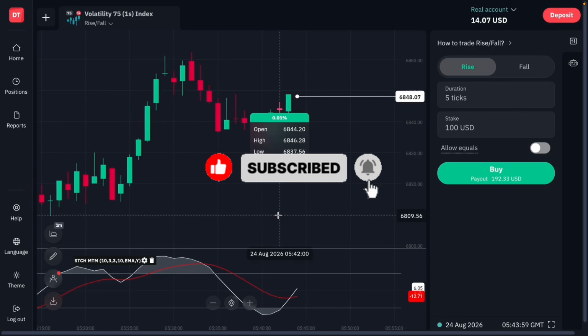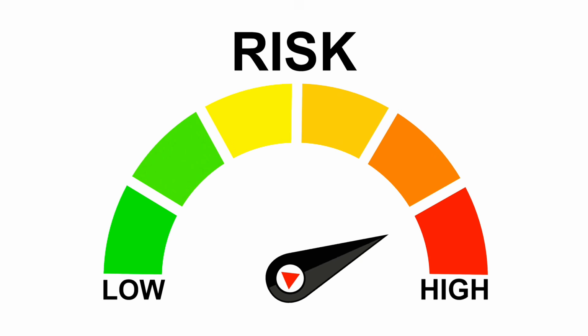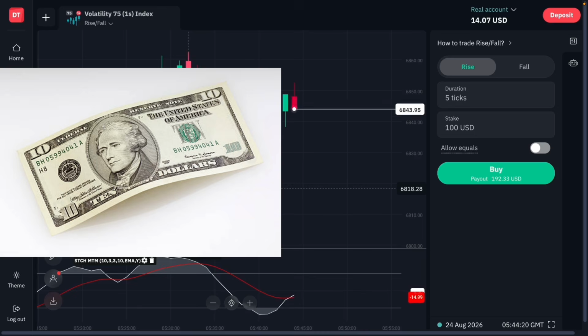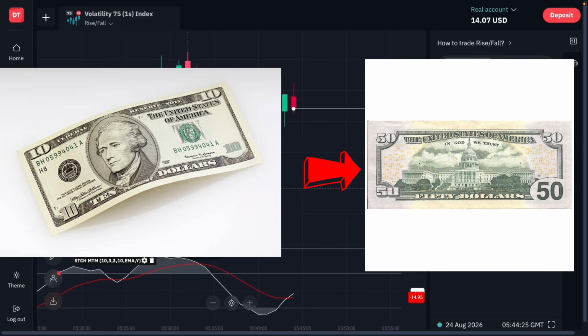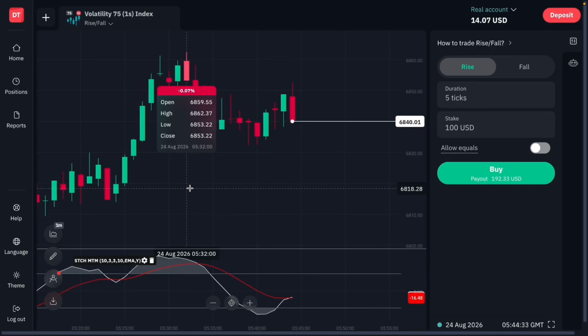Right, let us start. Stop trying to double your account every day. The first thing you need to understand is this: a small account does not mean you need to take huge risks. This is where many traders go wrong. Someone deposits $10 and immediately starts thinking, how can I turn this into $50 today? And because of that mentality, they start using $1, $2, or even $5 stakes. One bad sequence and the entire account disappears.